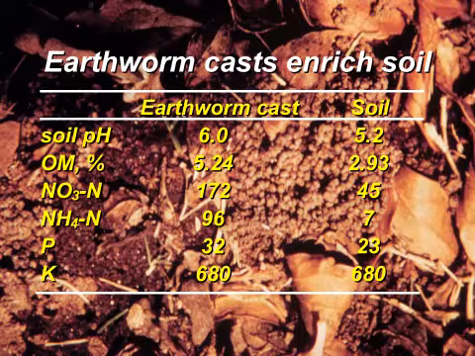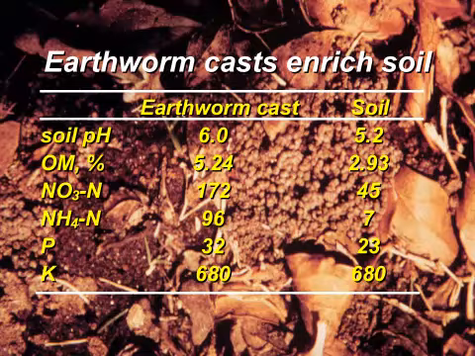Okay, so what you're looking at here on this table, on the right hand side, is a soil with a pH and an organic matter percent. The research here is that we took earthworm casts out of that field, and you can see that the pH level went up. Okay, 5.2 is pretty acidic, and after it passed through the gut of the worm, it was about 6.